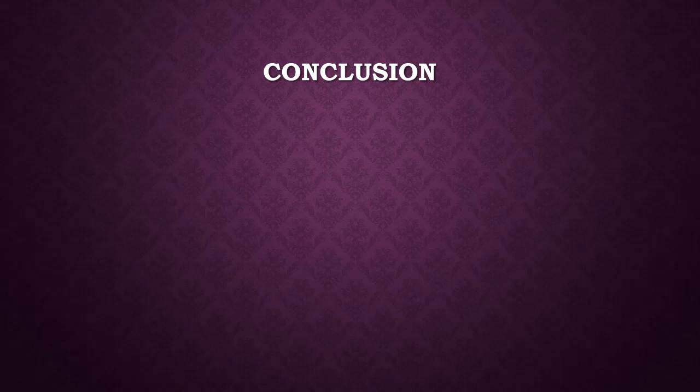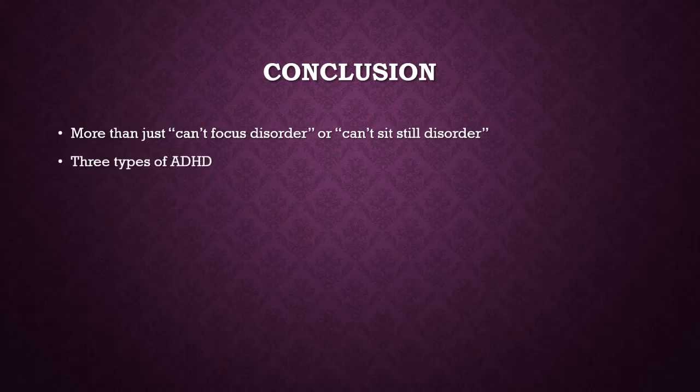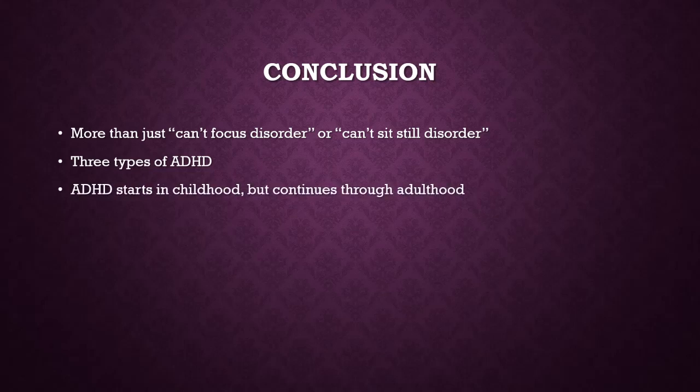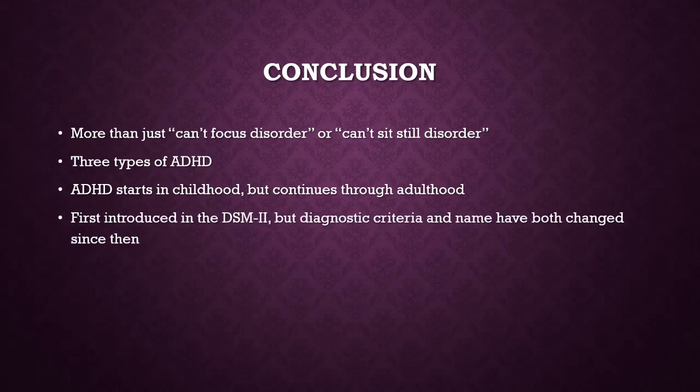Conclusion. ADHD is more than just a can't focus or can't sit still disorder. There are 3 main types of ADHD: inattentive, hyperactive impulsive, and combined type. ADHD starts in childhood but continues throughout adulthood. ADHD was first introduced in the DSM-2, but diagnostic criteria and name have both been changed a lot since then. ADHD can be treated with therapy, medication, or both.